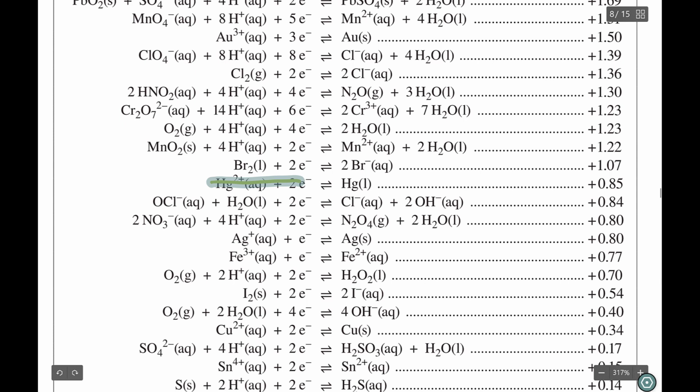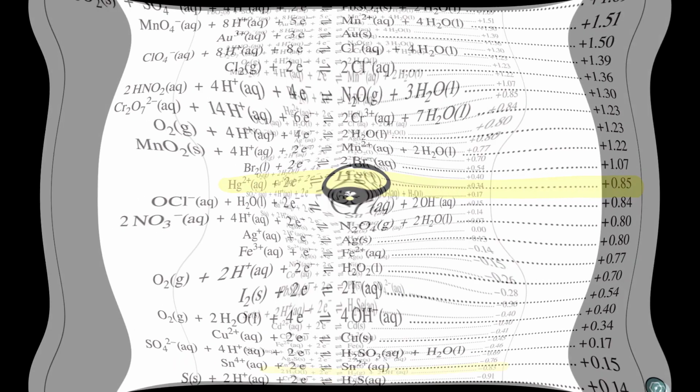Mercury is a liquid at room temperature. So if I'm building a cell with a mercury ion and mercury liquid, what am I going to use as my cathode or anode, depending on which half cell it's in? This is not solid mercury, it's liquid mercury. So I always stay away from building a cell using mercury as well.